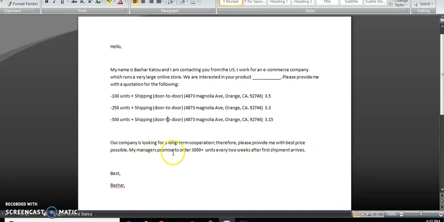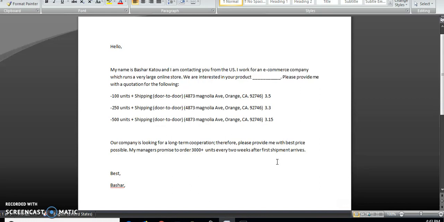My managers promise to order 3,000-plus units every 2 weeks after the first shipment. So make big promises. Who cares? Just so that they know that you are serious, so they don't screw you over, so they can give you the best price. Make it simple. Make it easy. It's very easy. Don't complicate things.